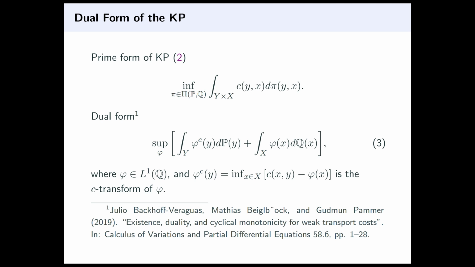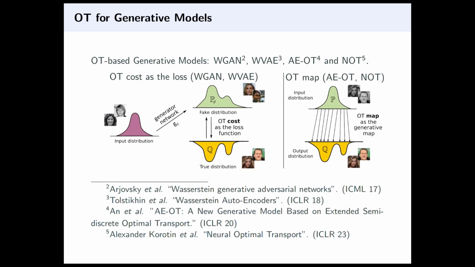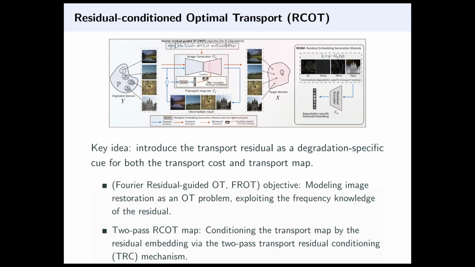Recently, OT has been presented as a powerful toolkit or framework for machine learning, especially in the field of generative models. A majority of generative models, such as WGAN, use OT cost as the loss for the generative network. Another line of works compute OT maps or plans for generative modeling, such as Neural OT in ICLR 2023. So now let's see the proposed RCOT approach that introduces the transport residual as a degradation-specific cue for both the transport cost and transport map.